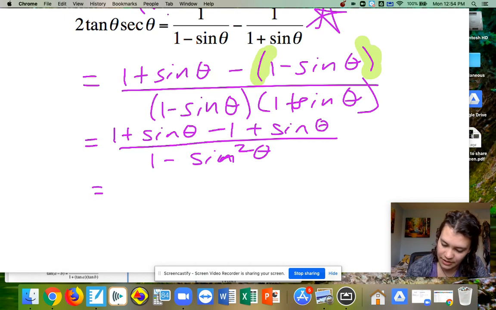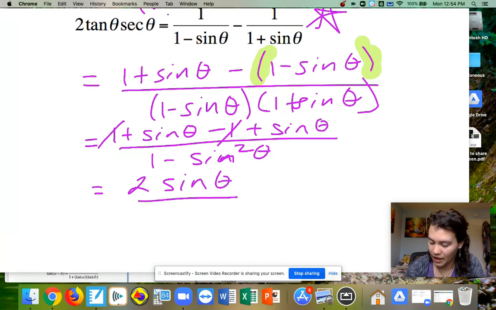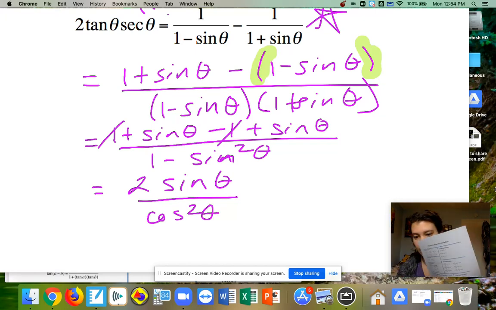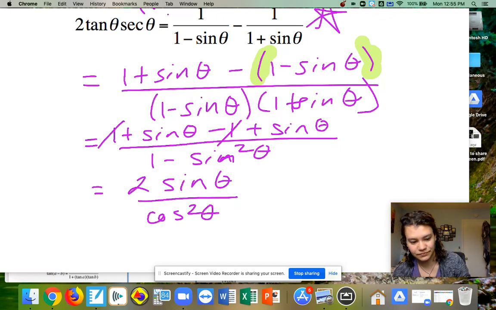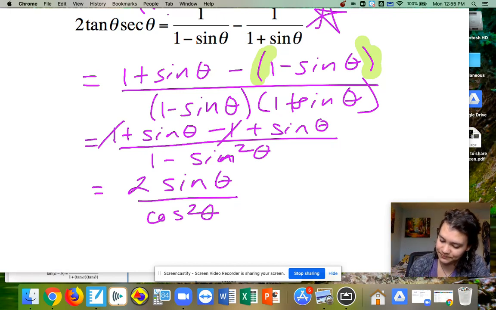So here at this point, your 1's cancel. We get 2 sine of theta on top. And then the bottom can become cosine squared theta using your Pythagorean identity. So again, right here, rearrange the first one and you get cosine squared.